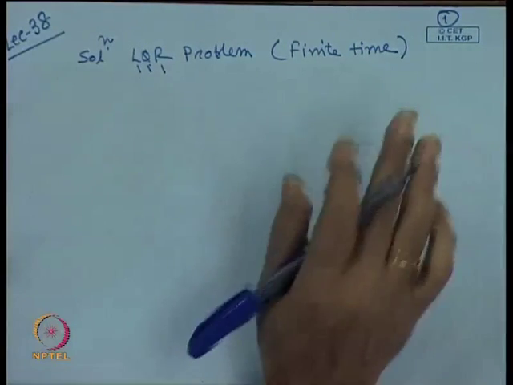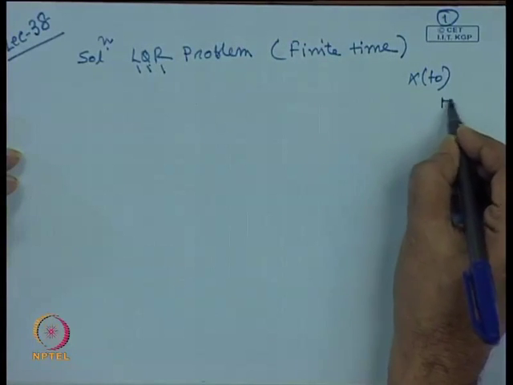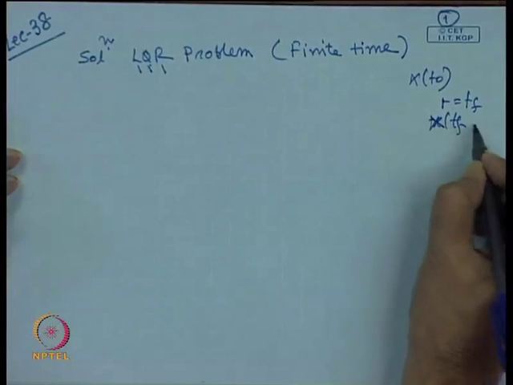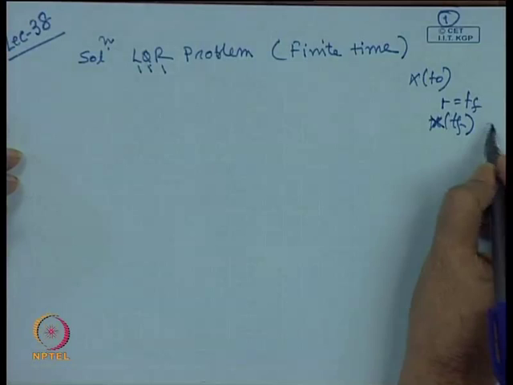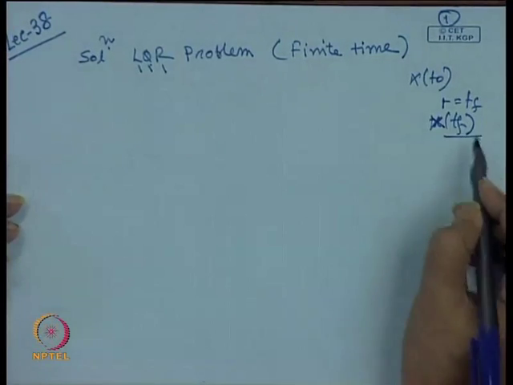Once again, we define our aim: driving the state from t is equal to t 0 to the final state x of t f, near about the origin or 0. Agree? That is our problem. For that, what should be the choice of our control input so that it satisfies our performance index, including the terminal cost we have considered?